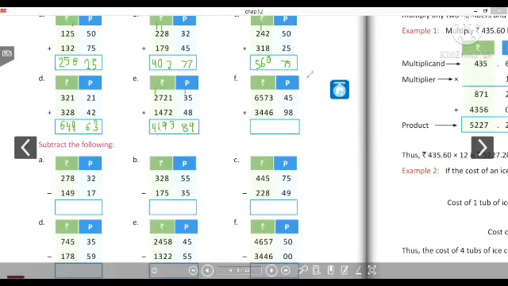Next, 8 and 5 is 13, so 3 carry 1. 9 and 1 is 10, 10 and 4 is 14, 4 carry 1, 6 and 3 is 9 and 1 is 10, 0 carry 1, 7 and 1 is 8, 8 and 4 is 12. So 2 carry 1, 5 and 4 is 9 and 1 is 10, 0 carry 1, 6 and 3 is 9 and 1 is 10. Okay, so the answer is 10,000.